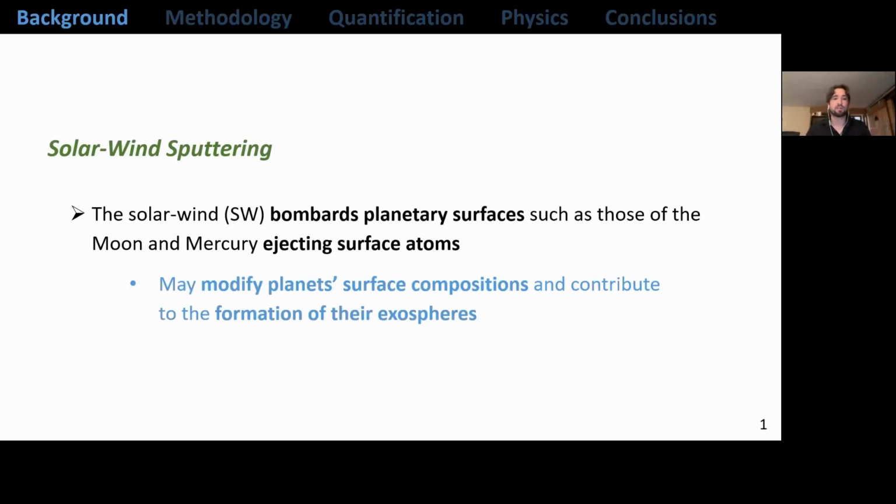So first, what is solar wind sputtering? The solar wind is an energetic ion stream released from the sun, which traverses through space and can bombard planetary surfaces, such as those of the moon and Mercury, ejecting surface atoms and potentially modifying the surface compositions of planets and contributing to the formation of their exospheres.